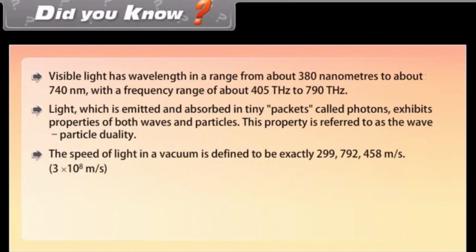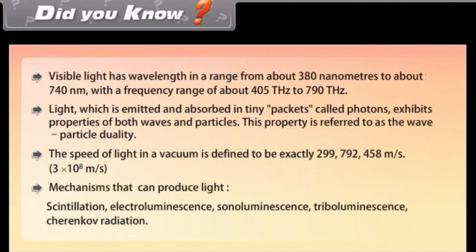The speed of light in a vacuum is defined to be exactly 29 crores 97 lakhs 92,458 meters per second, that is approximately 3 into 10 raised to the power 8 meters per second. Mechanisms that can produce light: scintillation, electroluminescence, sonoluminescence, triboluminescence, Cherenkov radiation.